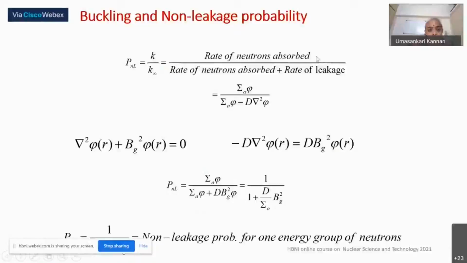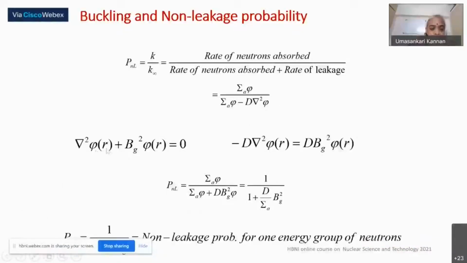Now a little more about buckling and non-leakage probability. This non-leakage probability can also be written as K by K infinity. We have already seen that K is for the finite system and K infinity is for the infinite system, so this ratio is nothing but your non-leakage probability. It can be considered as the rate of neutrons absorbed divided by the rate of neutrons absorbed plus the leakage rate. We have already derived expressions for all these things, so we can write it as sigma A phi divided by sigma A phi minus D del square phi.